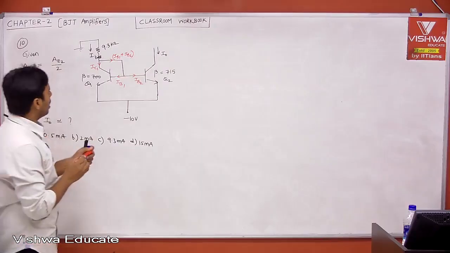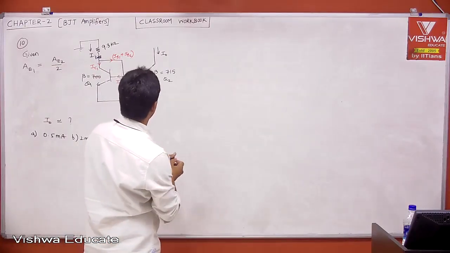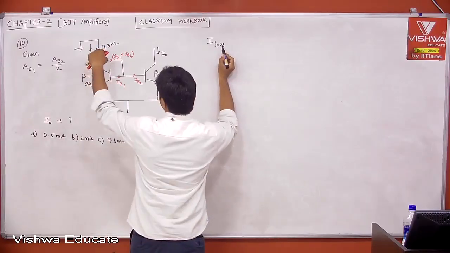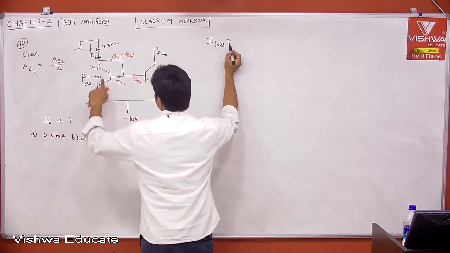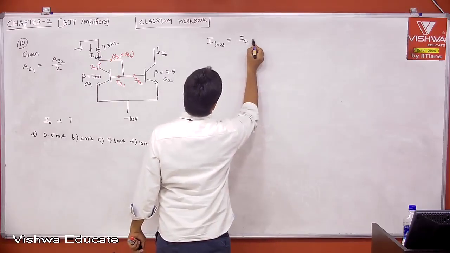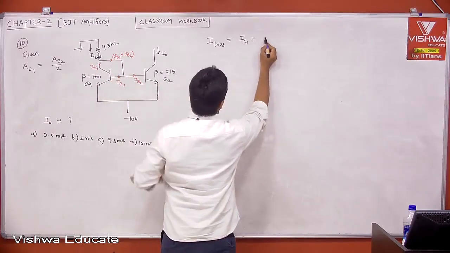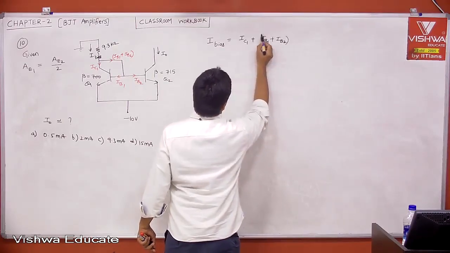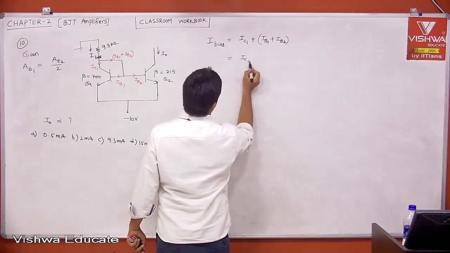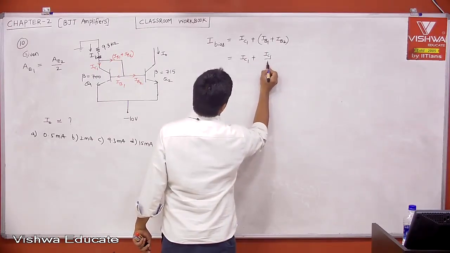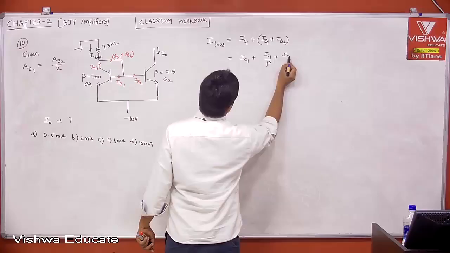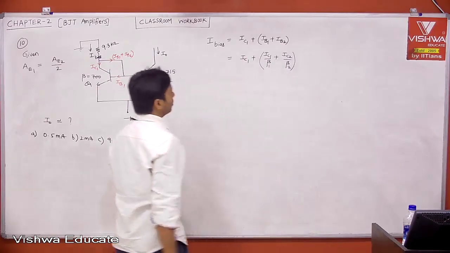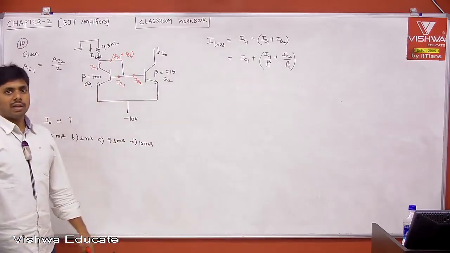Therefore, tell me what is your I bias from this? I bias, the current which is flowing through 9.3K, is equal to the collector current IC1 plus IB1 plus IB2. Now, this is IC1 plus IB1, which I can write as IC1 by beta, and IB2 as IC2 by beta. This is beta 1, this is beta 2. Beta 1 is 700, beta 2 is 715. They are very high values.